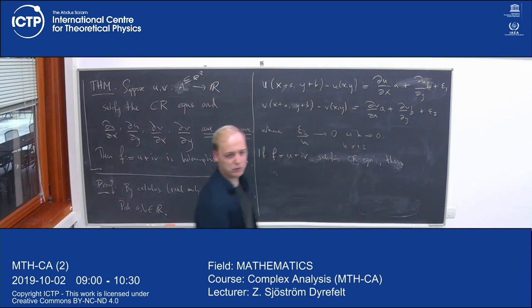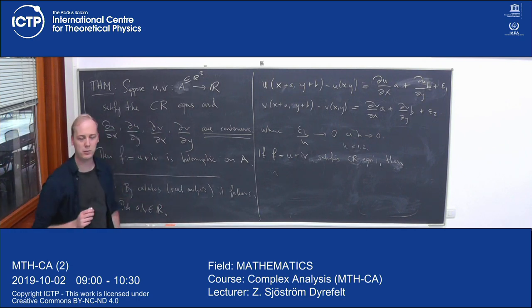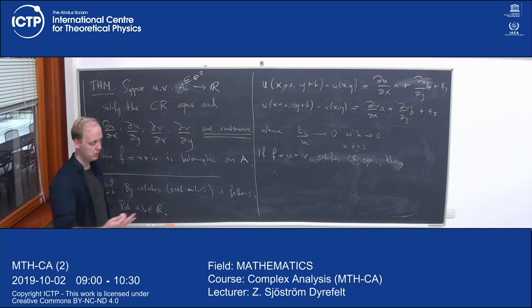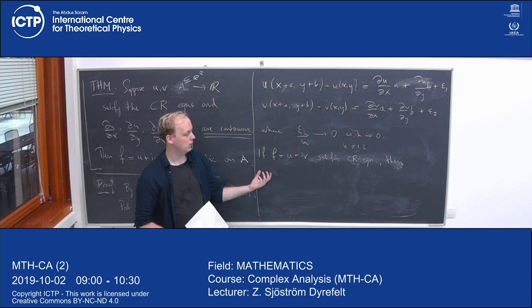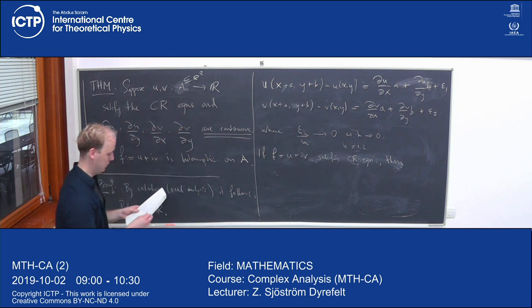Then, what do we have to show? We say we satisfy Cauchy-Riemann, and we want to say that the function is holomorphic. So what does that mean? From basic principles, going back to the definition of being holomorphic, we have to look at this quotient, f of z plus h minus f of z divided by h, where h is some complex number. So we have to look at this.